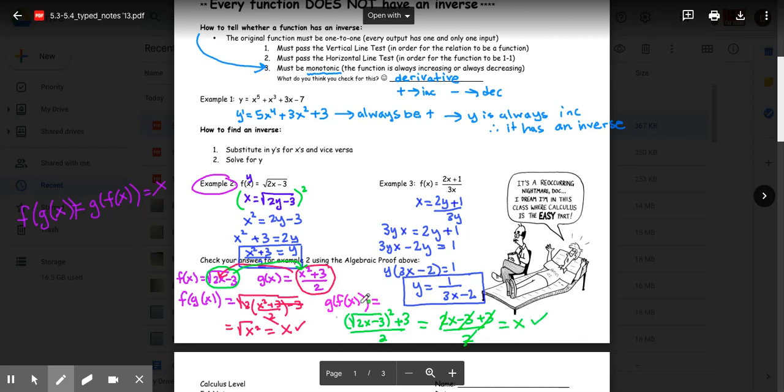So we just proved that in example 2, this original function and the one that we found are certainly inverses of each other because we composed them both ways. That's the algebraic proof. Now, if I were to graph them, they would be a reflection over what line? They would be a reflection over the line y equals x.